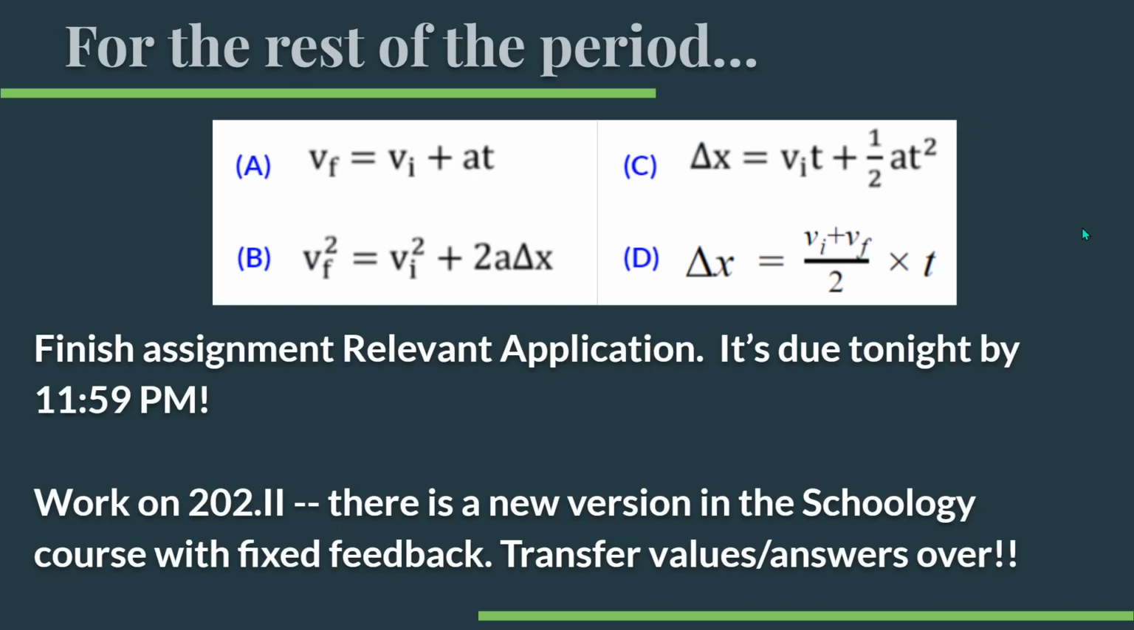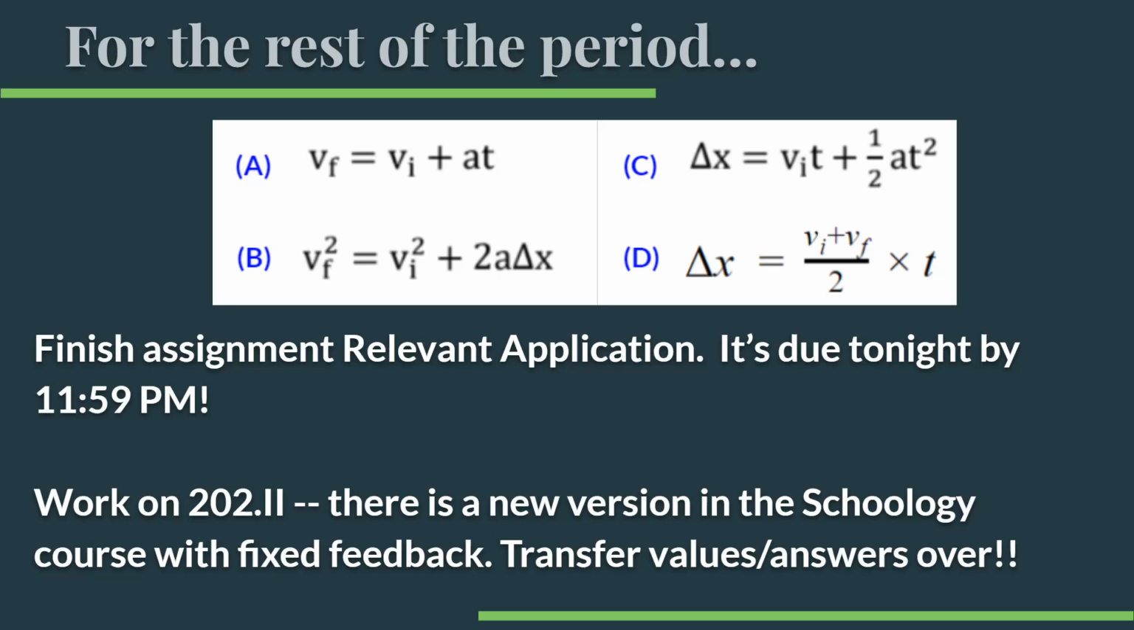Alright, so for the rest of the class period today, you guys are working on your relevant application, which is due tonight by 11:59 p.m. So you need to open up your acceleration lab if you haven't yet finished it, and that is what you should be working on. If you are already finished with that, and you haven't yet finished 202.2, then I would encourage you to work on 202.2.